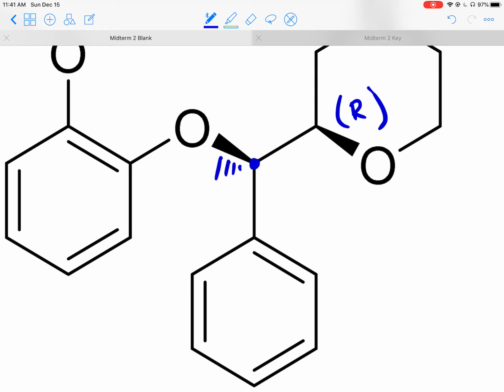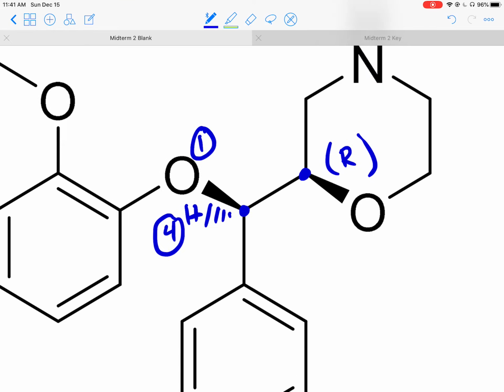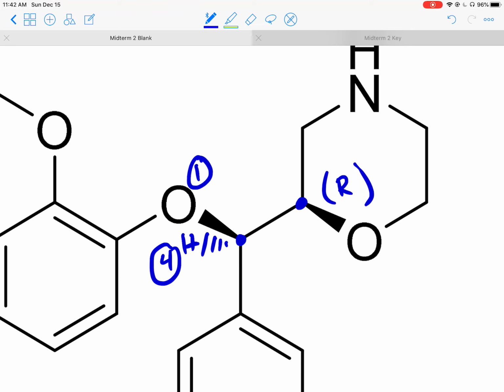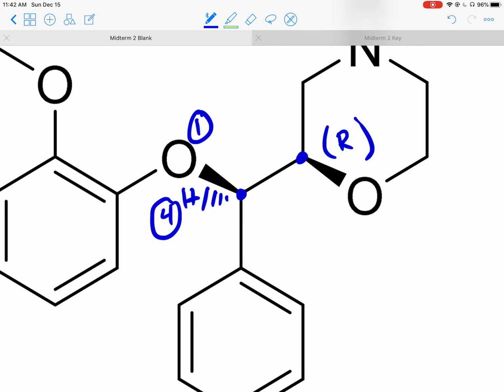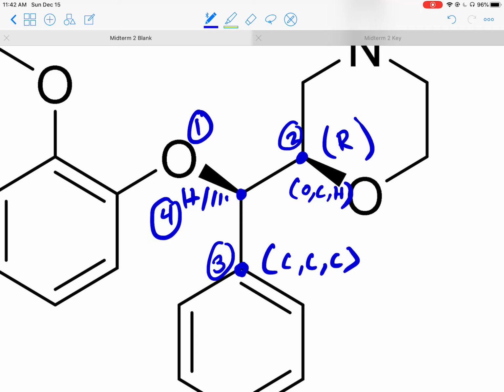There's a hydrogen behind the oxygen. Oxygen is going to be number 1 priority. Hydrogen is going to be number 4 priority. Then we've got the carbon over here that's connected to oxygen, carbon, and hydrogen, OCH, and we've got the carbon over here that's connected to 3 carbons. So again, the OCH carbon is going to be the higher priority, so that's going to be number 2. This one down here is going to be number 3. Let's erase the rest.